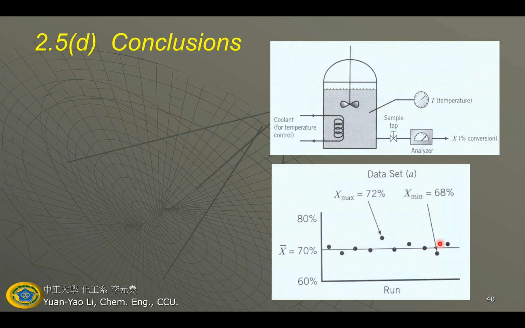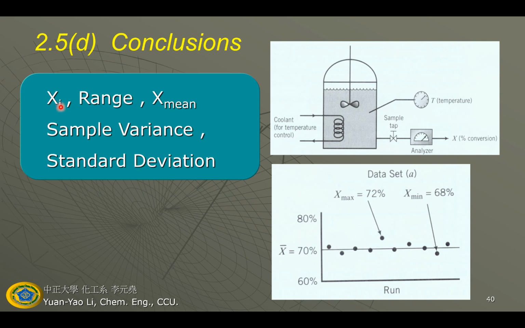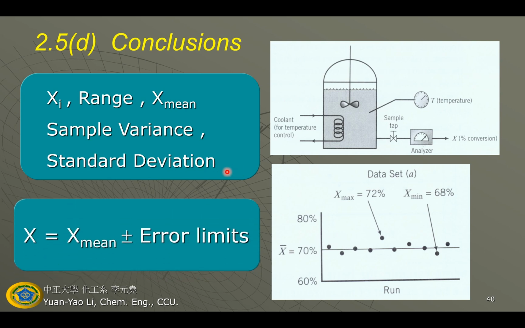Okay, so the conclusion of 2.5D will be: first, you need to know this is xi, the raw data, the measured data. Range is from the highest to the minimum, maximum and minimum. Mean is the average, right? Mean is the average. Okay, and you need to know the sample variance and sample standard deviation. And each x will equal to the x mean plus minus error limit.